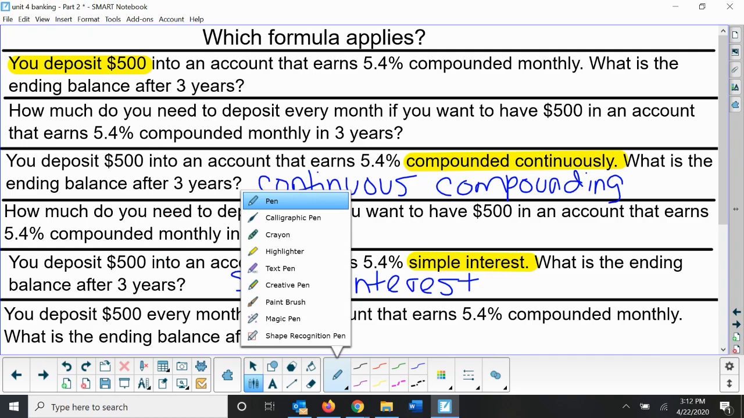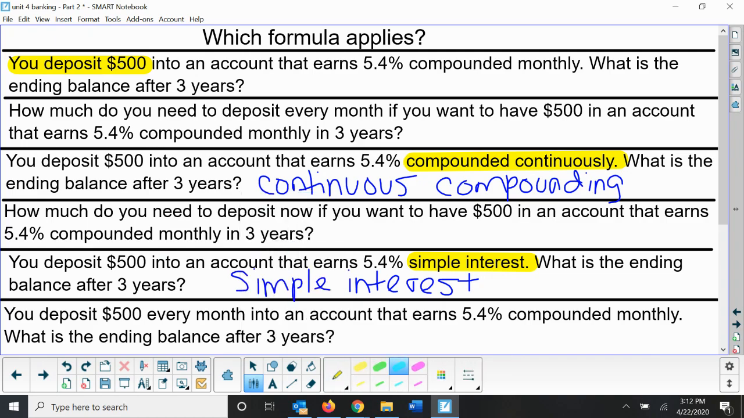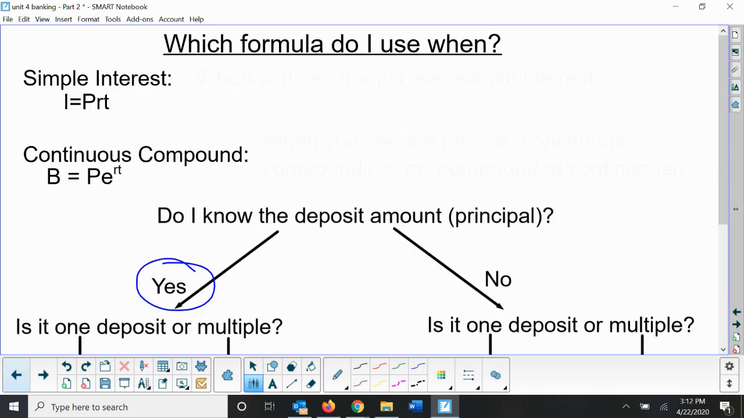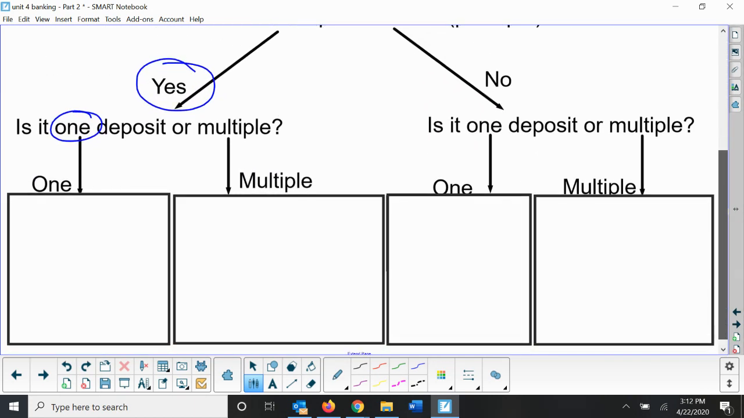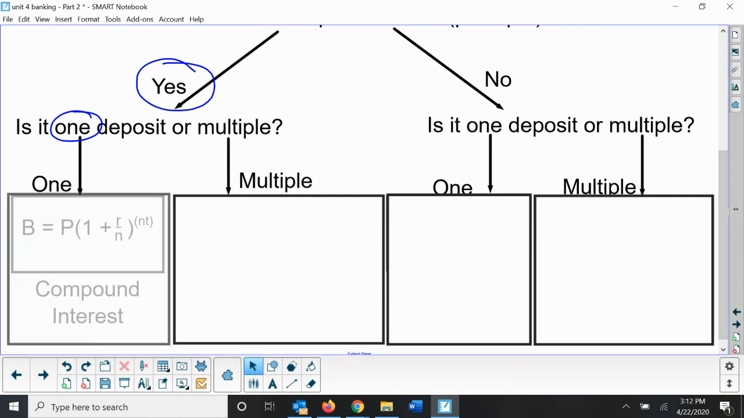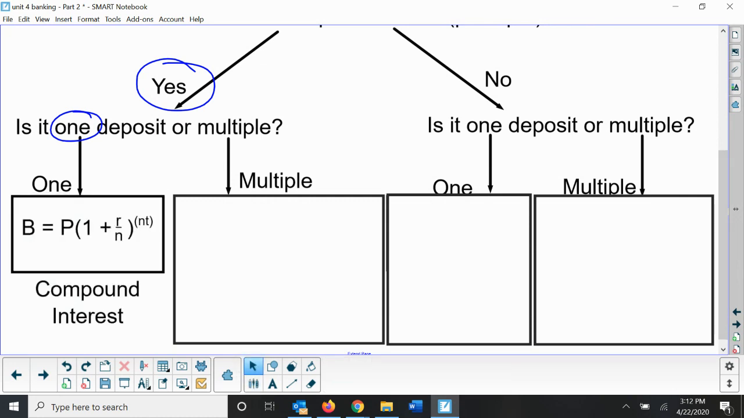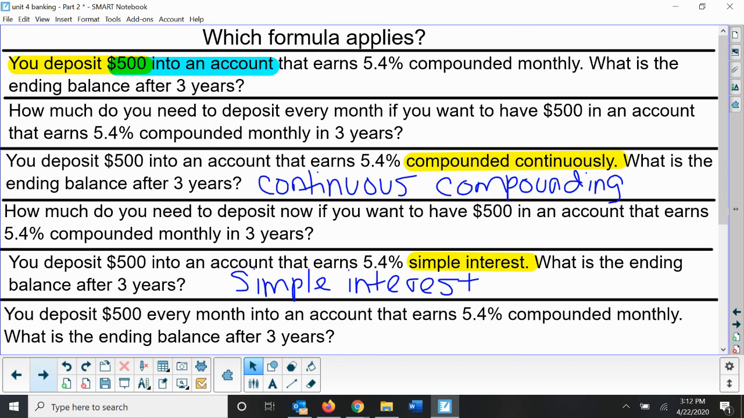So I go back and I look at my example and I see that it's $500 into an account. And so this is telling us that we are only making one deposit. And so when I follow my flow chart down, I know the deposit amount and it is one single deposit. That is an example of compound interest. So this problem up here is going to use the compound interest formula.